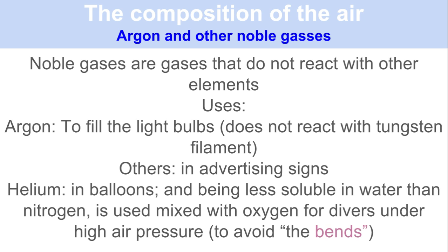And argon and the other noble gases. Now, what are noble gases first? Noble gases are gases that belong to group 8 in the periodic table, and they are not reactive. They don't react with other elements. That's why argon can be used to fill light bulbs, because it does not react with tungsten filaments even at high temperature. And other gases are used in advertising signs.